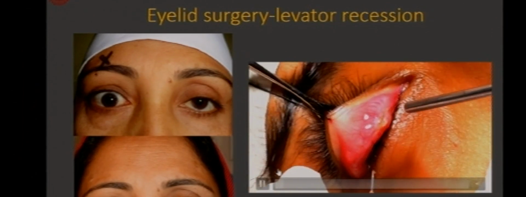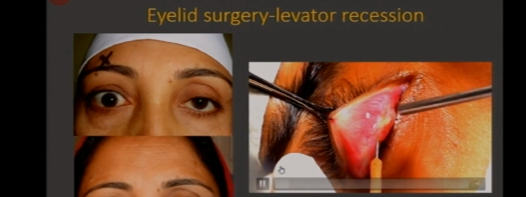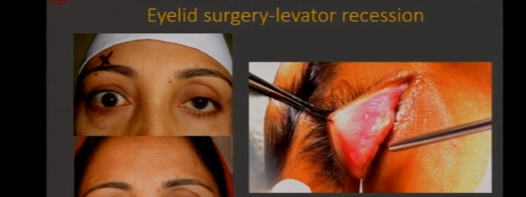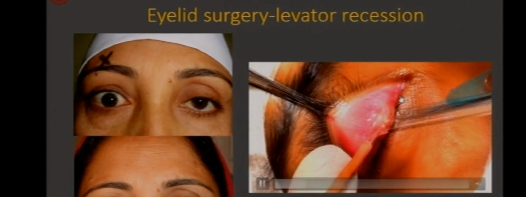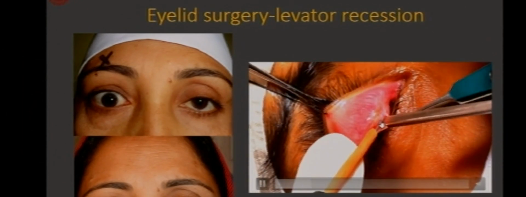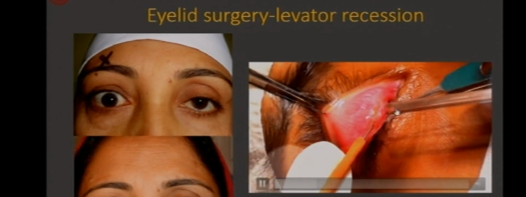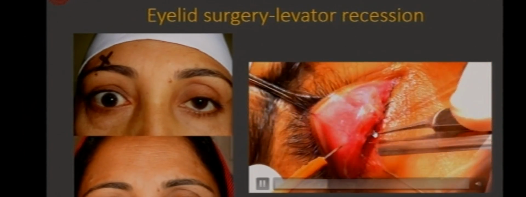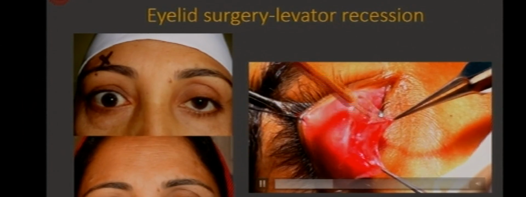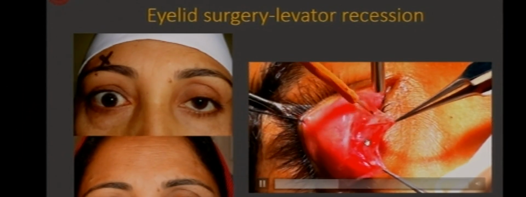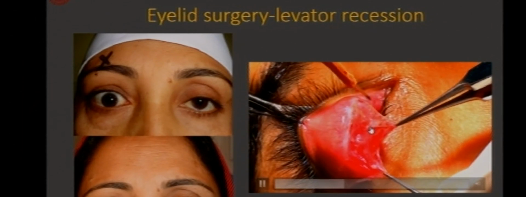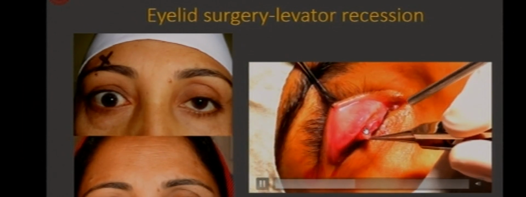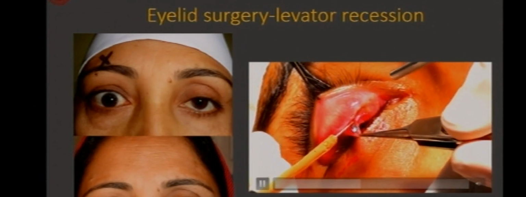A recession procedure is done via a transconjunctival or a transcutaneous route. So this is a small clip about the levator recession procedure which has been done by the transconjunctival route. What you do is incise the conjunctiva at the upper border of the tarsus after everting the eyelid, separate the conjunctiva from the underlying Muller's muscle and the levator aponeurosis, and undermine the conjunctiva a little bit so that all these adhesions are free. Otherwise, whatever recession of the levator you do is not going to hold and give you the desired amount of correction.